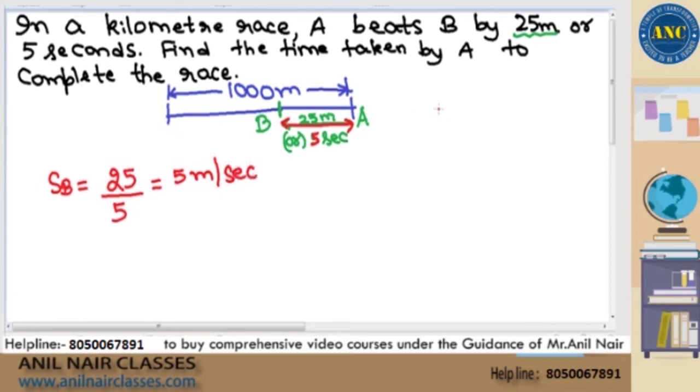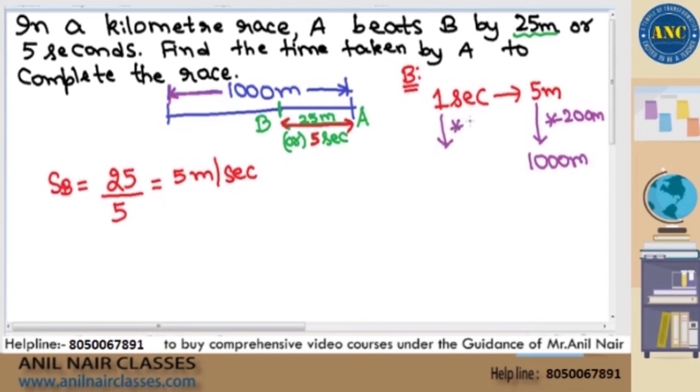What is the meaning of 5 meters per second? This is for B I am writing. 5 meters per second means in 1 second B will cover 5 meters. But to cover the entire distance of 1000 meters, how much time will B take? 5 is becoming 1000 into 200. 1 also multiply by 200. So 1 into 200 is 200 seconds.